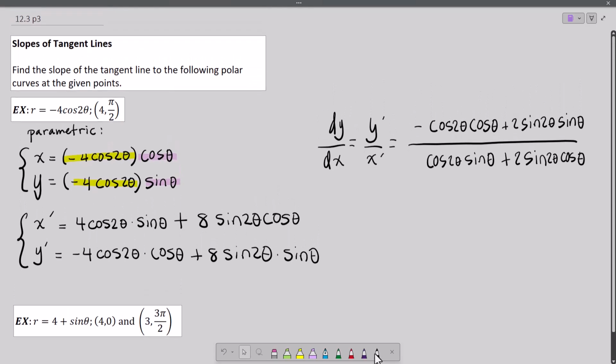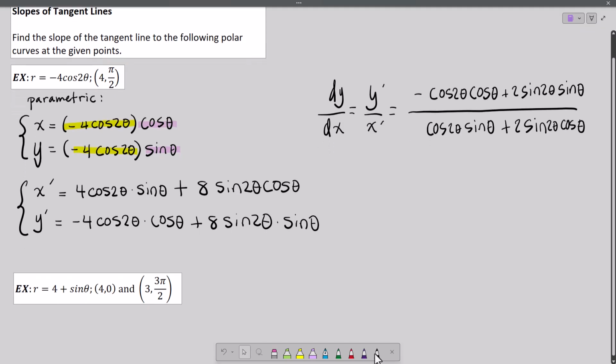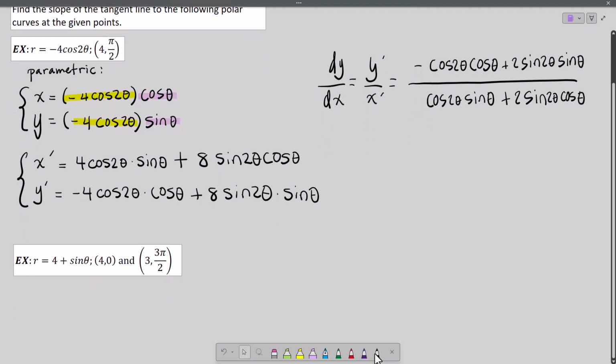If we use that other formula on the prior slide, that's what you would end up with, exactly that. All right, so there is the slope of the tangent to this polar curve. It says find the slope of the tangent at theta equals pi over 2. All right, so we've got that. All we have to do is replace all the thetas with pi over 2 and simplify.